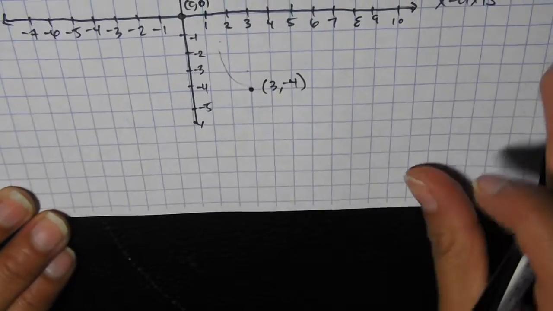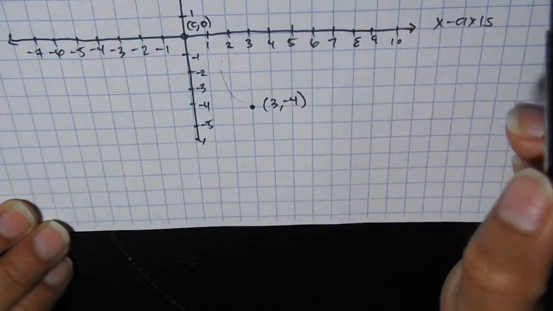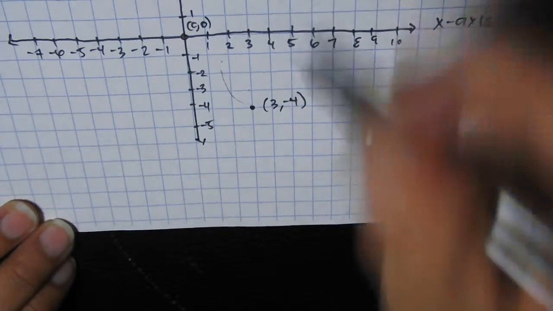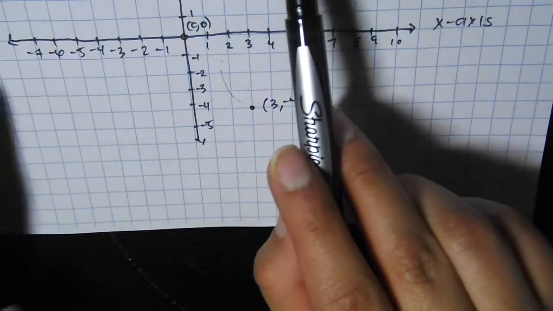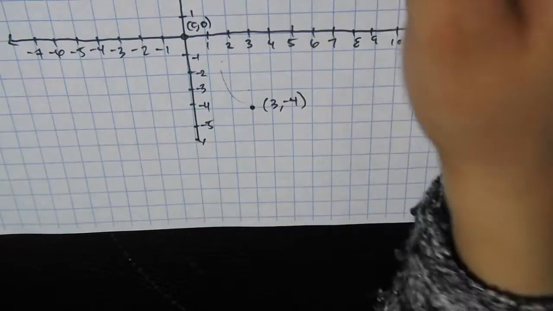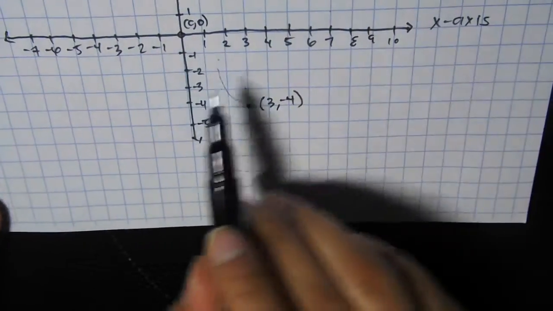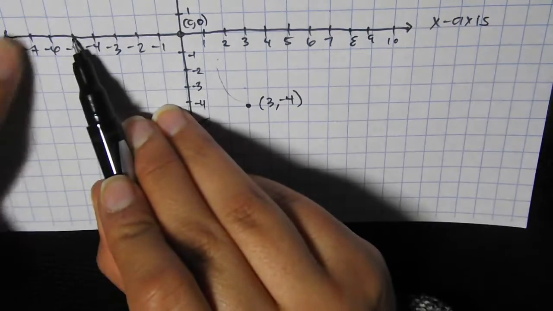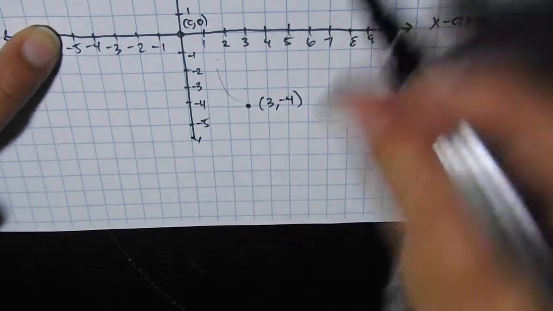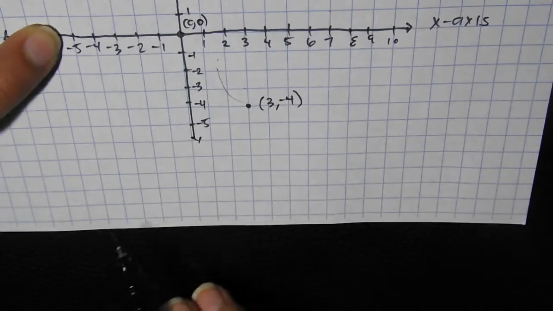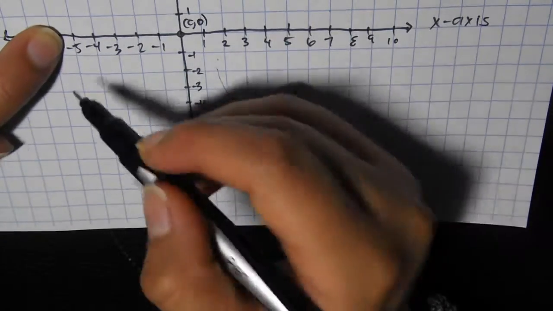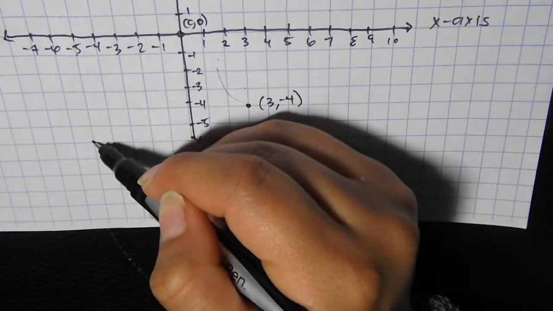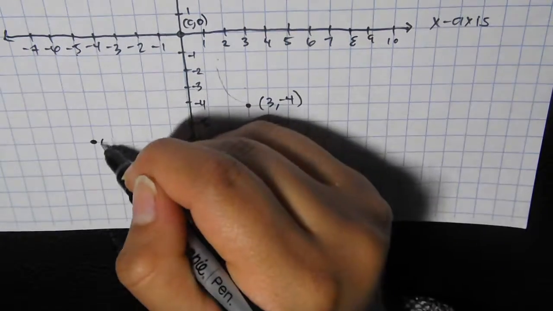Next we have the point negative 5, negative 6. My x is telling me to go to the left 5 times from the origin. So I'm going to be at negative 5: 1, 2, 3, 4, 5. Now my y is telling me to go down 6 spaces. So I'm going to go down 1, 2, 3, 4, 5, and 6 and label that point right there.